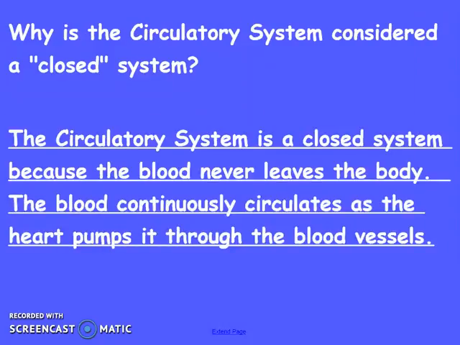So the circulatory system is known as what's called a closed system because your blood never leaves your body. It's going to pump continuously from your heart through your blood vessels and back to your heart. And obviously if you get a cut, you're going to bleed and the blood will leave your body. But for the most part, if it's working correctly, it's going to be a closed system.